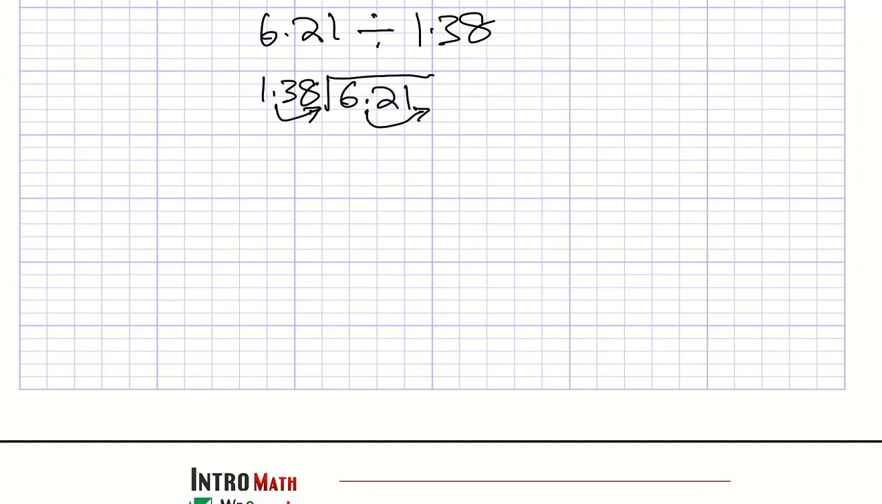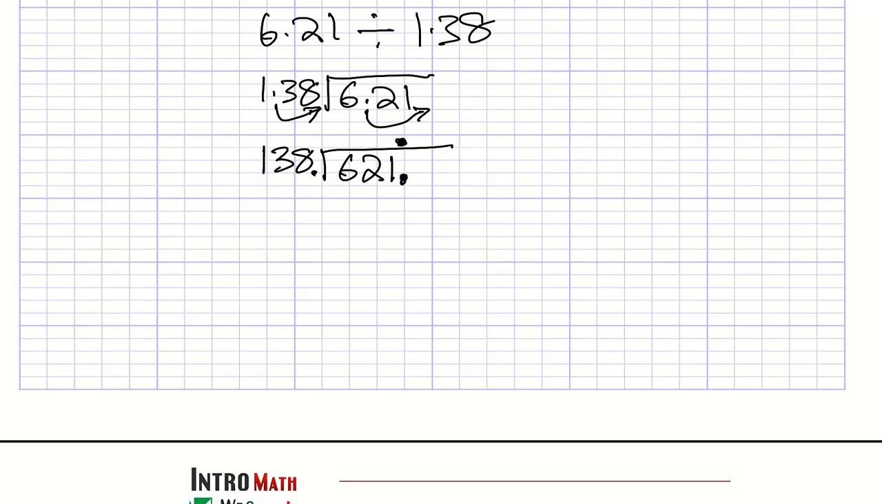So we'll rewrite the problem. It will be 138 and the symbol, it will be 621. Put it right here. Okay, and then don't forget to put this one here to line it up with this one here. Okay, so then we'll start dividing.